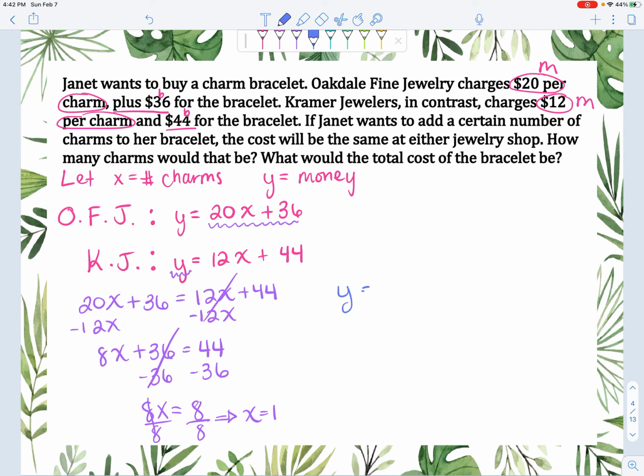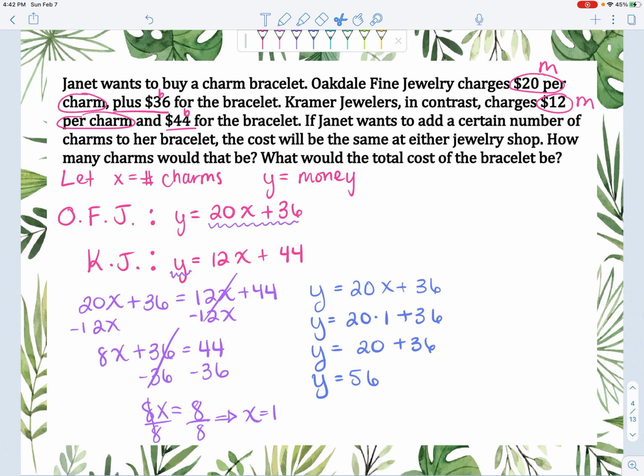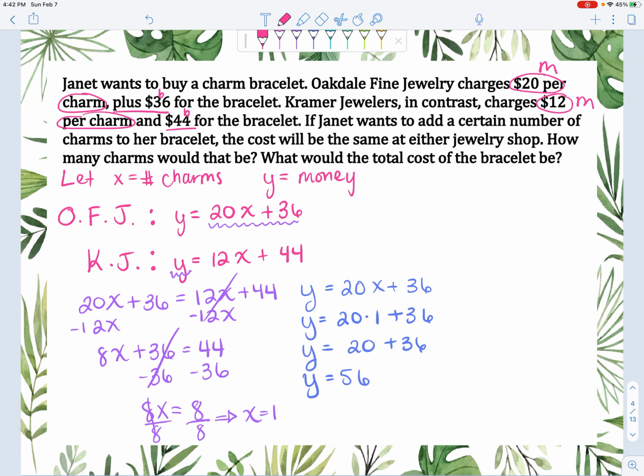So I have to go all the way and solve for the y. It's not very many charms on her bracelet if she's just getting one. Okay, so I substituted 1 for the x, I multiplied, and now I'm going to add, and that's going to give me 56. That's an expensive bracelet for just one charm. Last but not least, I just have to write some sort of final statement using this information. So she's going to get one charm, and she's going to spend $56.